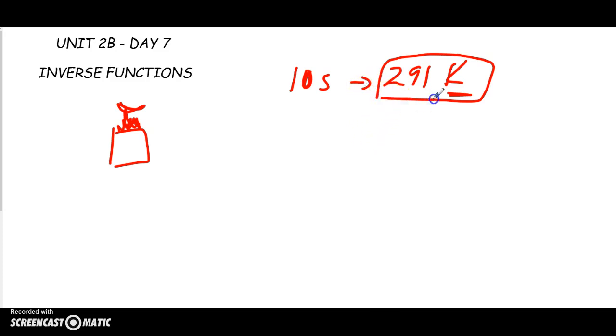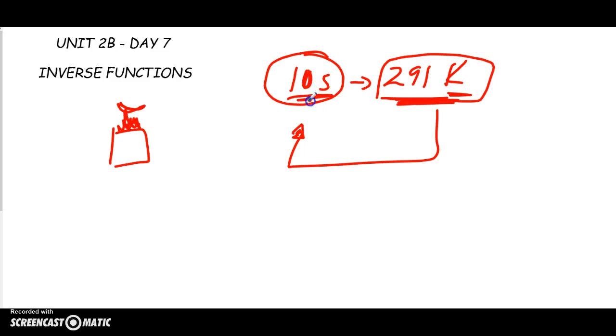But in math class, what we can do is work backwards. We can come up with a formula that says, okay, I want to get to 291 Kelvin. How long do I have to warm this thing up for on this Bunsen burner? And we're going to come up with an equation that goes from dependent to independent. And that's what we can do because we're math people.